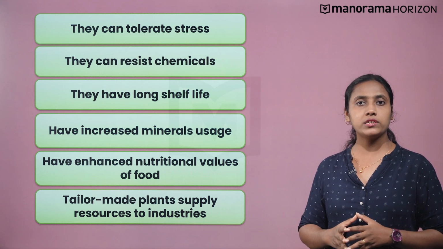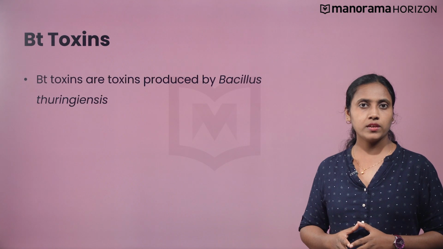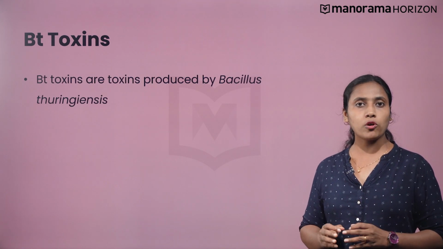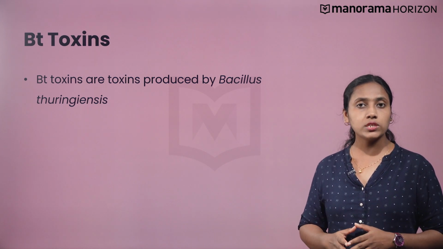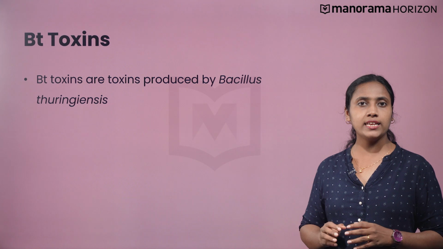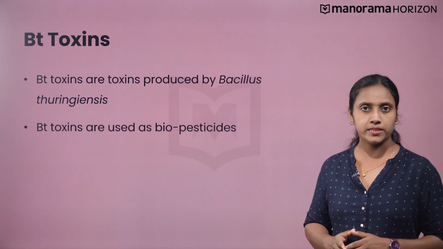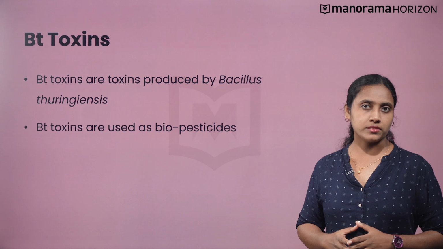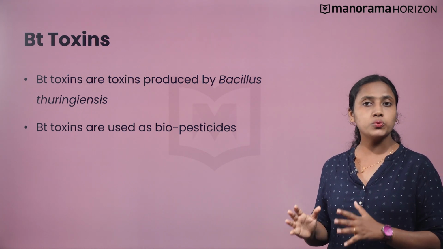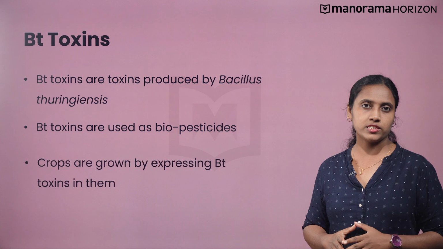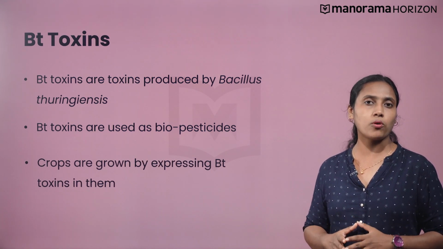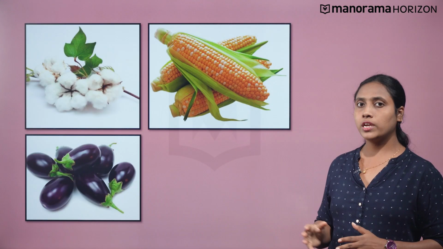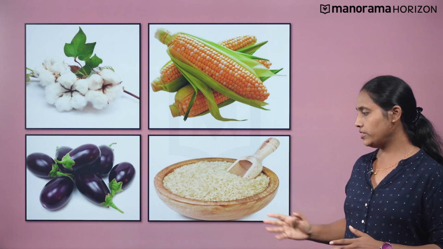Have you ever heard about the term Bt toxins? Bt toxin is a kind of toxin produced by Bacillus thuringiensis, a bacterium. This toxin is a natural pesticide and hence used as a biopesticide. Now, what does it do to plants? It provides resistance to insects without using insecticides. There are many crops that have been developed by expressing the Bt toxin gene in them. For example, Bt cotton, Bt corn, Bt brinjal and Bt rice.